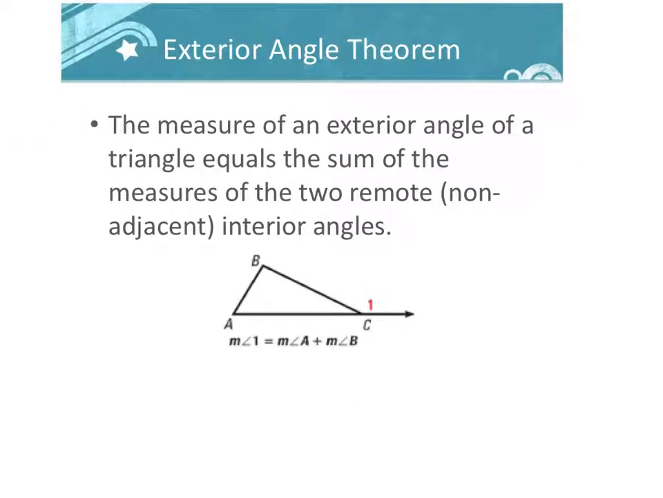The next theorem is called the exterior angle theorem. And the measure of an exterior angle of a triangle equals the sum of the measures of the 2 remote or non-adjacent interior angles. So the 2 angles that don't touch that outside one. So in this case, it's A and B, when you add them, equals that outside angle 1. I'm actually going to do a proof for this to show you how it is created. However, once it's been proven, we can use this theorem as a reason for a proof.